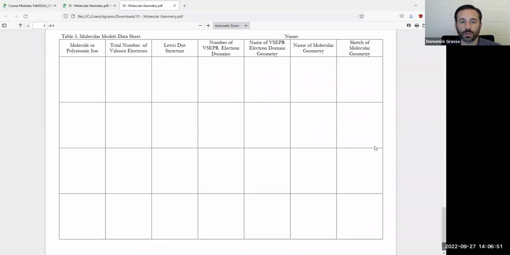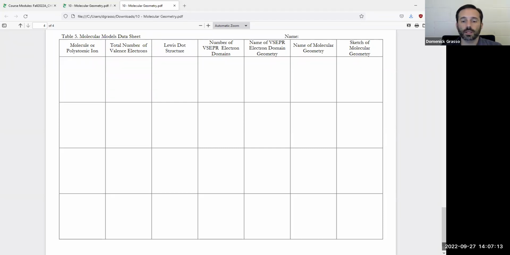Ultimately, what you're going to do is turn in this data sheet right here. The only thing that I'm looking for, there's no report, there's no pictures that you need to make, you just need to complete this. Okay, so first, we just need to understand what molecular geometries are, how we can predict them, and then we'll go from there.